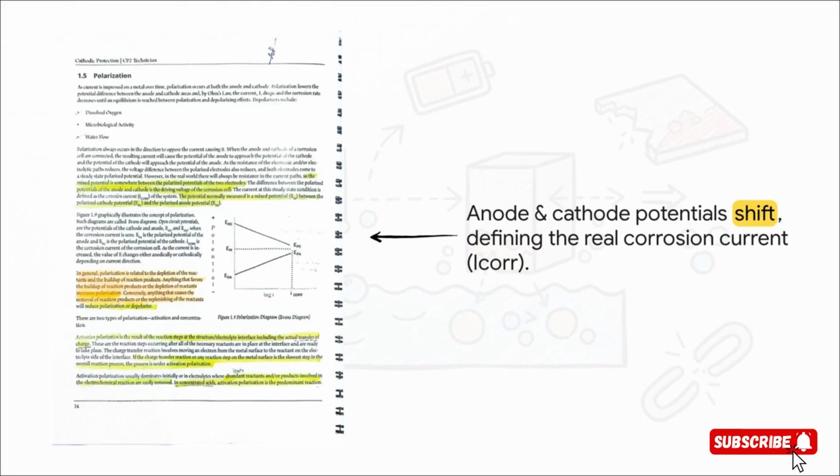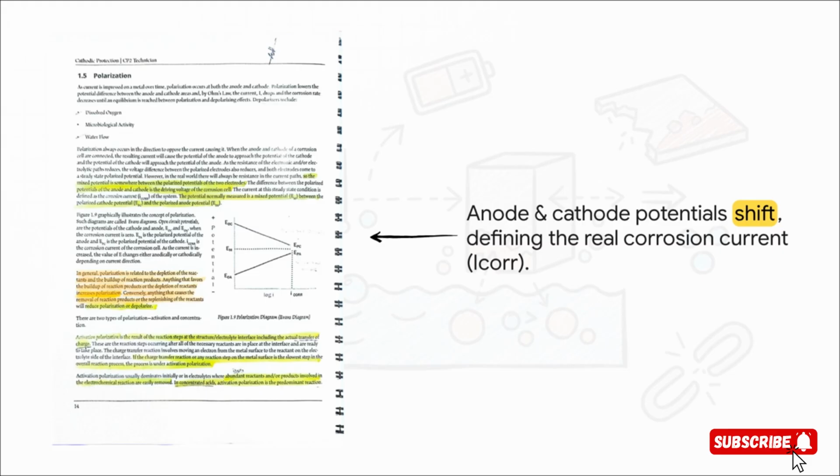But as soon as you connect them and current starts to flow, something happens. Their potentials start to shift or polarize toward each other. The point where they finally meet, right in the middle, that's the actual mixed potential you would measure on the corroding structure. And here's the most important part.